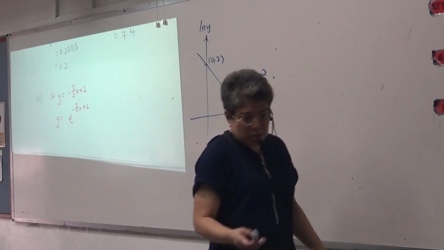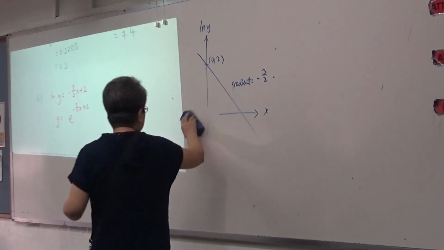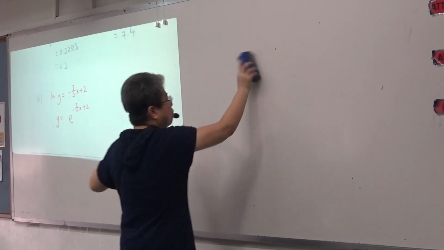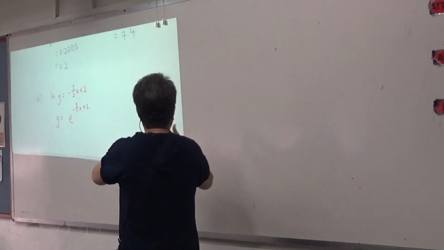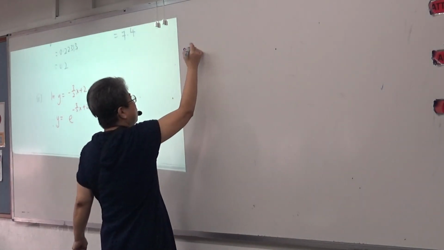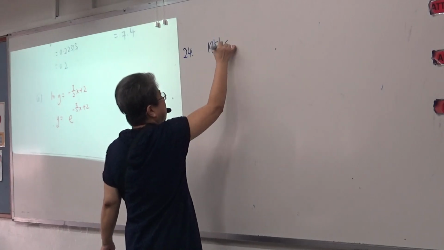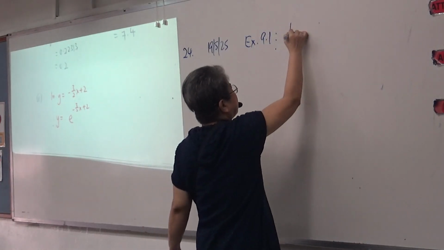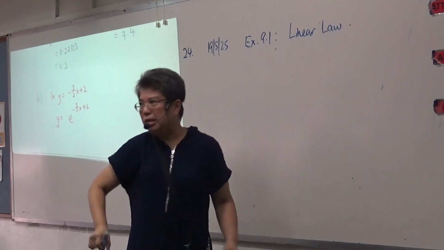Okay. Now, can you tell me what number do I write on the content page? Now, what I write is not what I previously wrote. Now I write 24. Okay. Can you write down 24? Today's date, which is the 19th. Exercise 9.1. Just write down linear law.